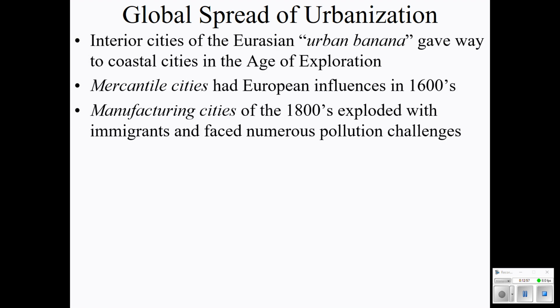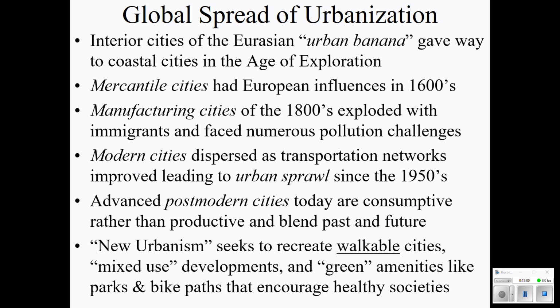But again, when we think about this global spread of urbanization, we really see that the Eurasian urban banana is important to know. You can actually draw a banana from London going out through Central Europe and then out towards Moscow. European cities were oftentimes mercantile cities in the 1600s. The site of the cities did not change. The situation changed because of colonialism, because of imperialism. As the Industrial Revolution came, again, the situation changed, and you saw people flooding into cities looking for work. The modern cities of the 1950s and towards today, again, situation changing. Post-World War II, having to rebuild these cities after the war. Today's advanced postmodern cities, they're not as productive, they're more consumptive.